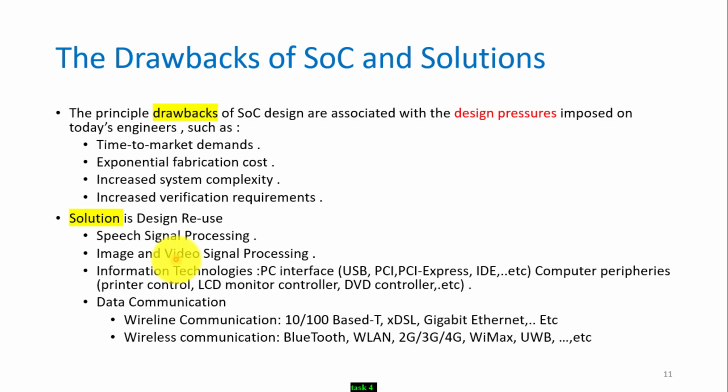Some of the drawbacks are the time to market, the exponential fabrication cost, increase of time complexity, and increase of verification. So in order to do that, we design and reuse the systems which are already there in the market. So instead of creating your system again from scratch, you reuse intellectual properties. Of course, intellectual properties in Arabic is حقوق الملكية.